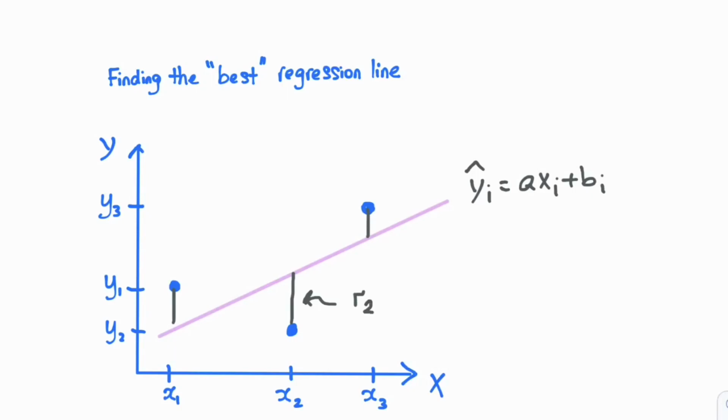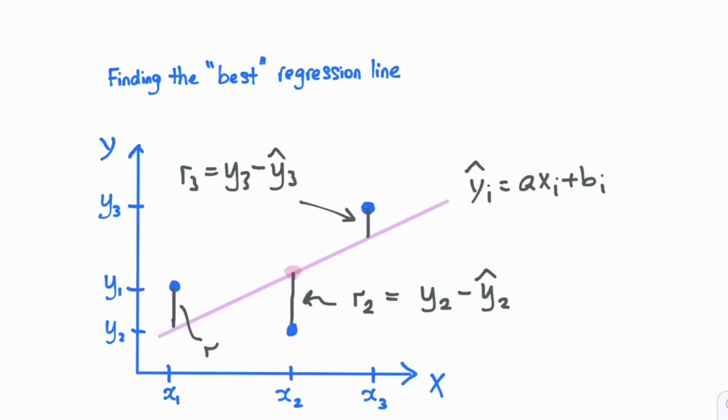So this is the second residual corresponding to the second data point. A residual is just the actual observation, in this case y2, minus the observation from the line. So it is the difference between y2 and y2 hat. The residual here, R3, is equal to y3 minus y3 hat. And this residual here, R1, is equal to y1 minus y1 hat.